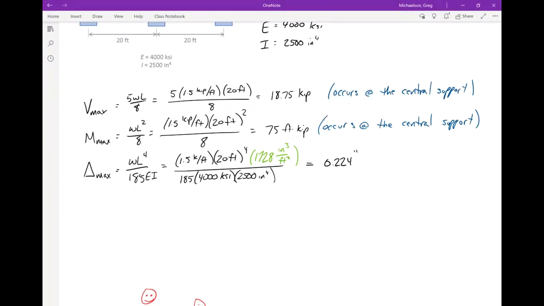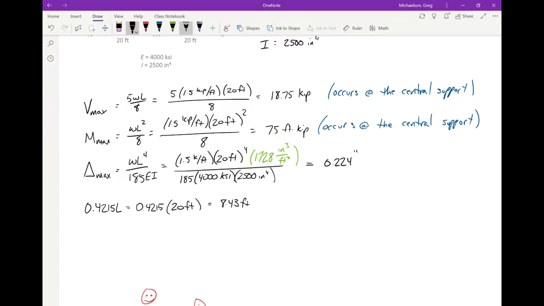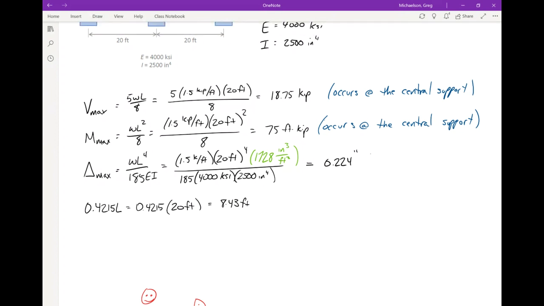0.224 inches. And then for the heck of it, what I'm going to say is 0.4215 L is 0.4215 times 20 feet. And so when you chug that out, you get something like 8.43 feet. And so the reason I'm doing that is I'm going to say that occurs at 8.43 feet from the outer supports.